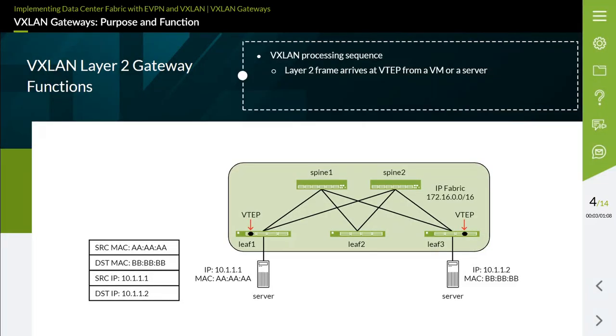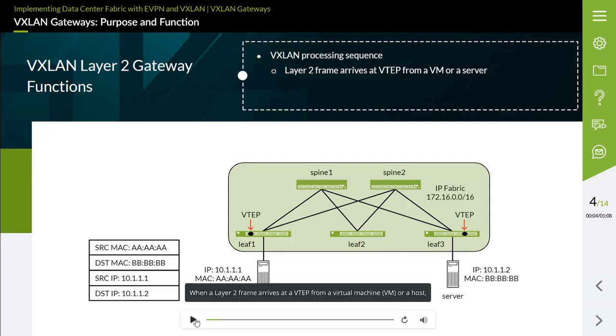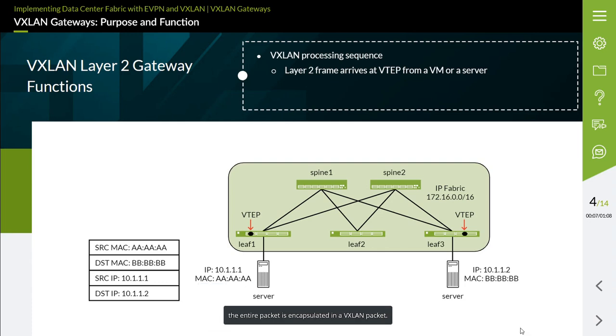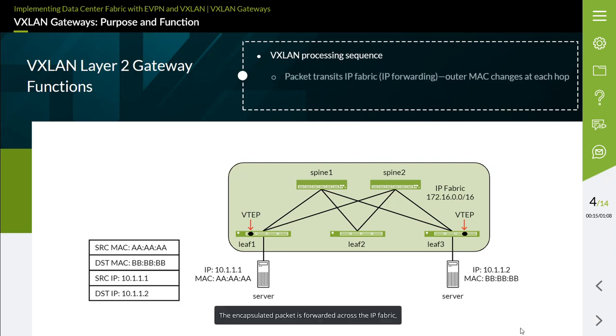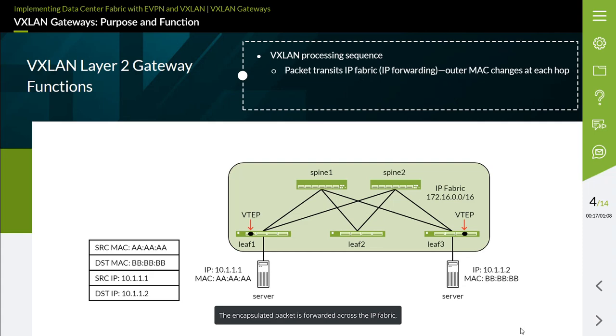A packet arrives at a VTEP from a virtual machine, or VM, or host. The entire packet is encapsulated in a VXLAN packet. The original IP address and MAC address are preserved within the encapsulated packet. The encapsulated packet is forwarded across the IP fabric, where the outer MAC address is modified with each hop, which is the standard IP forwarding process.